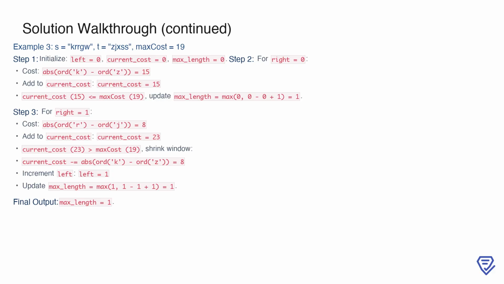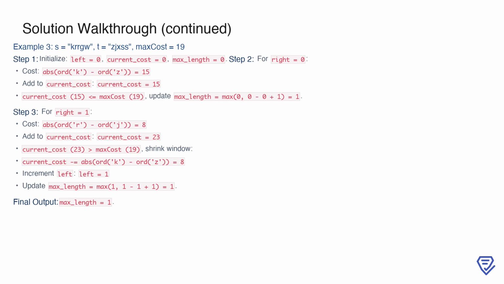For right equal to 1, the characters are s and t. The cost here is 8, so adding it to current_cost increases it to 23. Since 23 exceeds max cost, we shrink the window by subtracting the cost of transforming s[0] to t[0], which is 15, reducing current_cost to 8. We then increment the left pointer to 1.